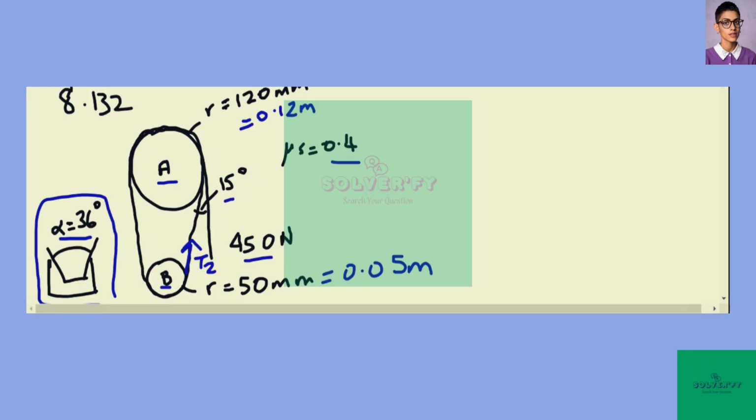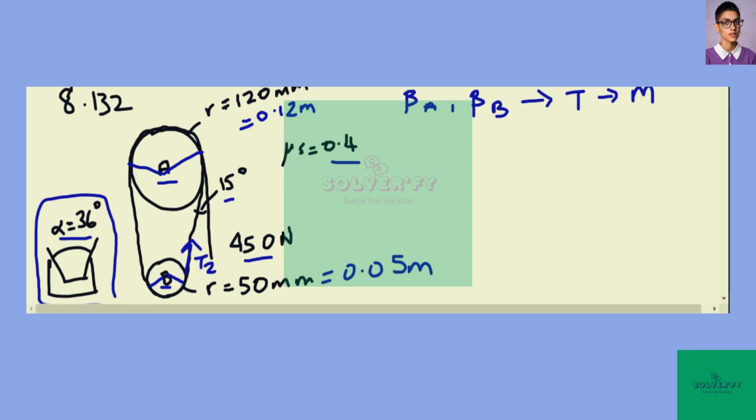So to solve this problem, let's first go ahead and calculate the angles beta A, beta B, basically the angle between the center of the drum and the belt. And then once we calculate that angle, we can then determine the tension and then use that to determine the moments.